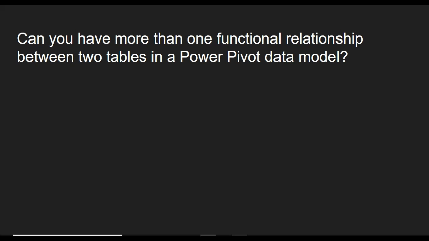Next, can you have more than one functional relationship between two tables in a Power Pivot data model? No, there can be multiple inactive relationships, but only one active relationship between two tables in Power Pivot data model. Dotted lines represent inactive relationships and continuous lines represent the active relationships.